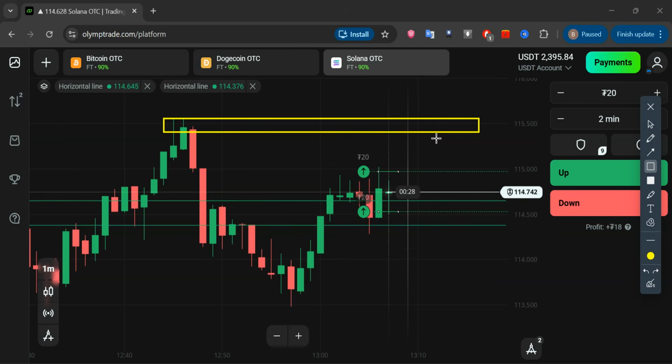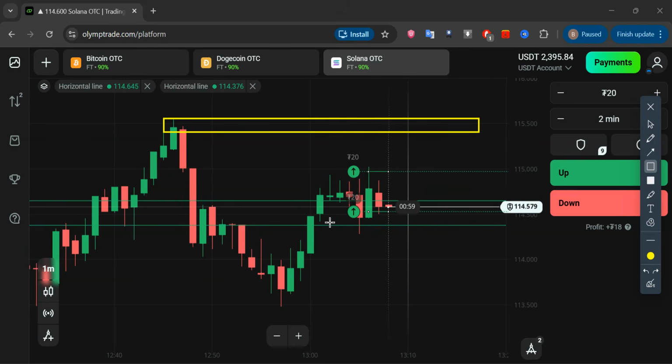You can see the sellers are trying to push down, but the buyers are strong in this level, because already they've tapped. The sellers have tapped, the buyers have tapped into the fair value gap area. So we expect them to move up. So let's close the first trade. And if you close above the level of support and resistance, it will be good. So we've closed the first trade. So we've won the first trade.